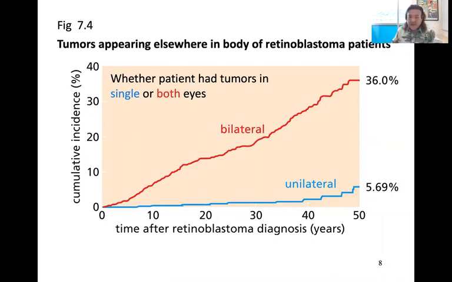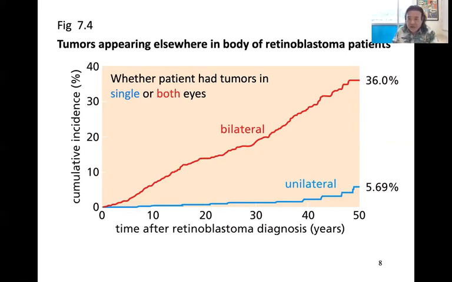Right? And so these kids were treated, right? And so this is a Kaplan-Meier plot following these two groups of kids, retinoblastoma patients, in years after they were first diagnosed with retinoblastoma. And on the y-axis, the clinical endpoint that's being measured here is whether tumors ended up appearing somewhere else in that person's body as they grew out of childhood into adulthood.